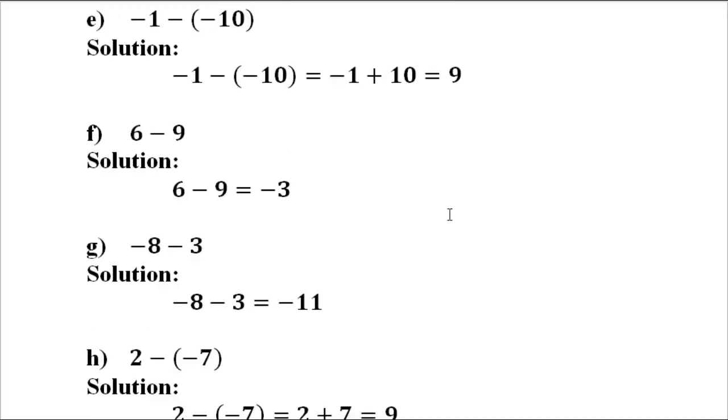The sixth part is 6 minus 9. The difference between positive 6 and 9 is negative 3. Here, negative 9 is less than positive 6, but the absolute value of 9 is definitely greater than the absolute value of 6. Therefore, positive 6 minus 9 results in negative 3.